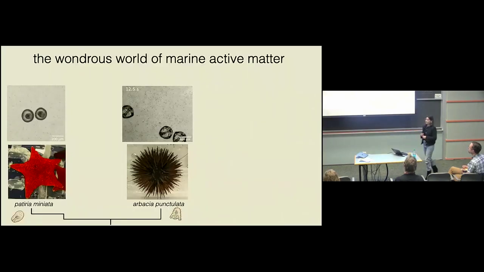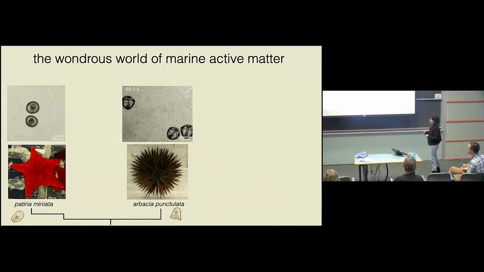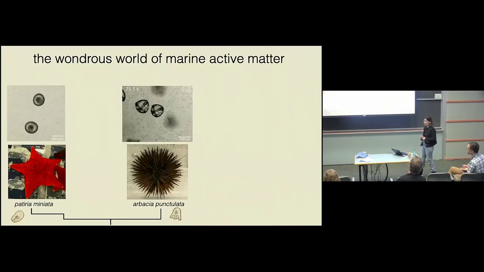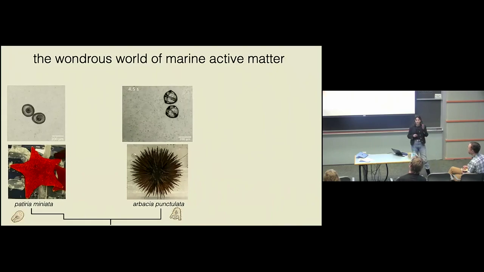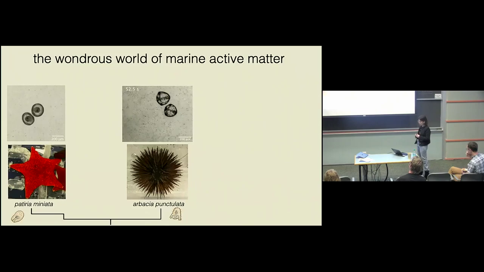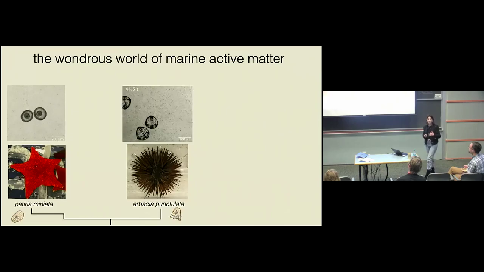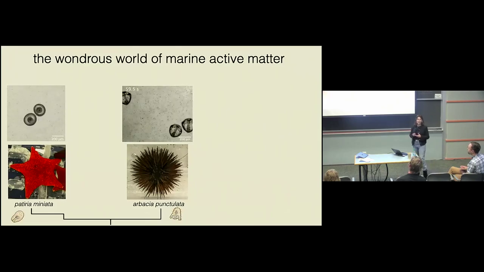And I'm going to first take you to the wondrous world of what I call marine active matter. What you see here is a tiny branch of the phylogenetic tree. Guillaume introduced this concept. So this is the echinoderm branch. Echinoderms are an exceptional group of organisms. They start from a bilaterally symmetric larvae, and then they develop into pentameral adult symmetry.